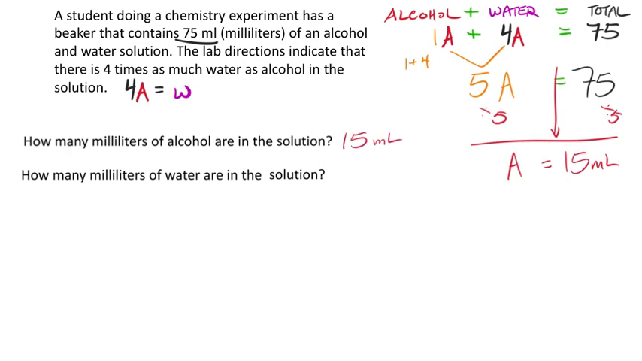And then for the water solution, we're going to take the total amount, which was 75, and we're just going to take away the alcohol content. So that'd be 60 milliliters of water. Or you could have done 4 times the 15 to get the water content, and that's still going to be 60.